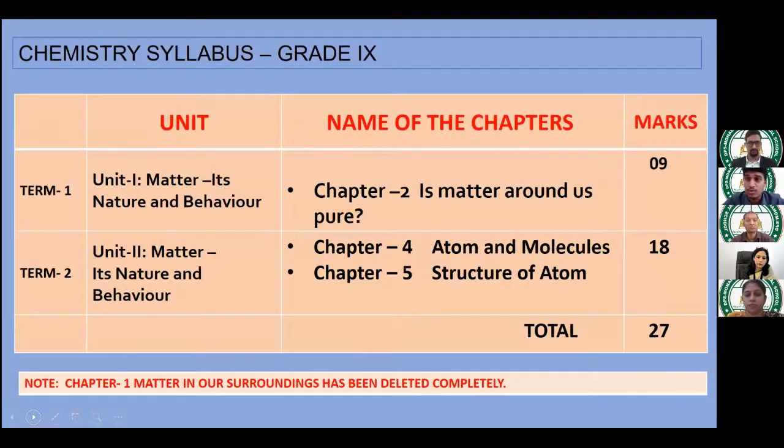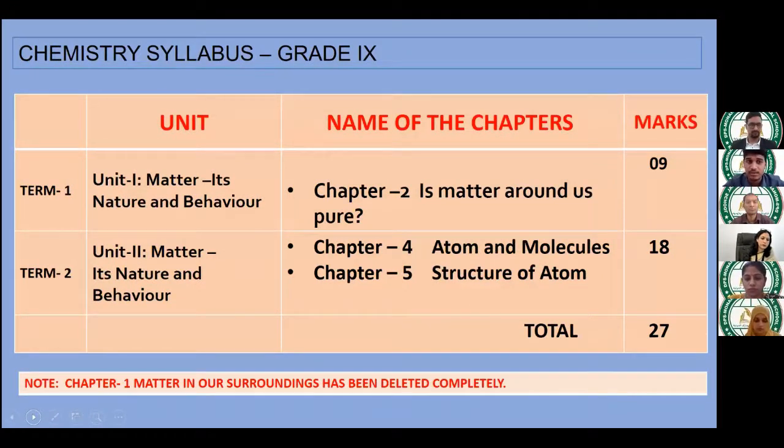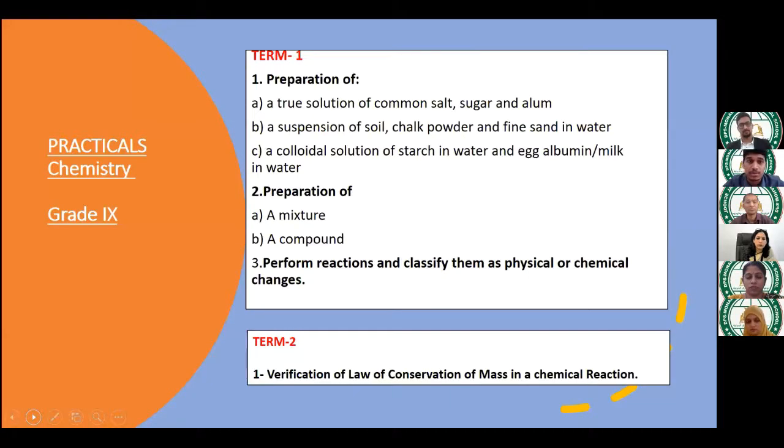One thing you have to note over here is that chapter 1, which is matter in our surroundings, has been deleted from this year completely. So children don't have to study chapter 1. And so a total of 27 marks will be given for the 9th.